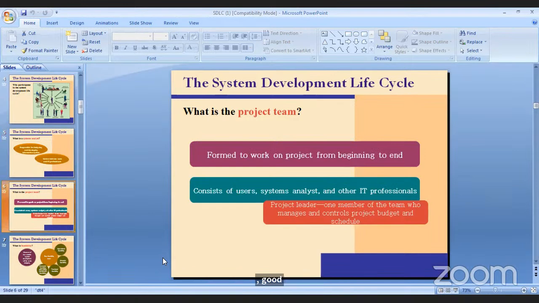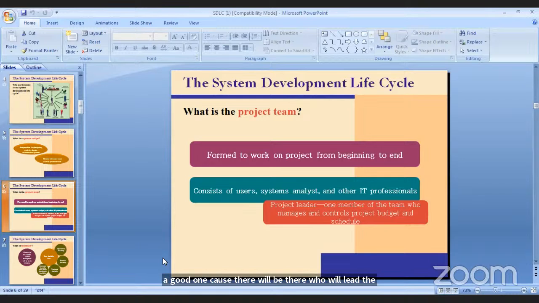Then what is the project team? The project team consists of a few members. They are assigned to work on a specific project from beginning to end. The project team consists of the users, system analysts, the programmers, the testers, and other IT professionals. One project leader will be there who will lead the project team.